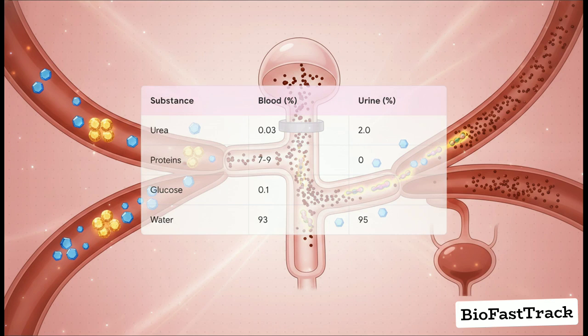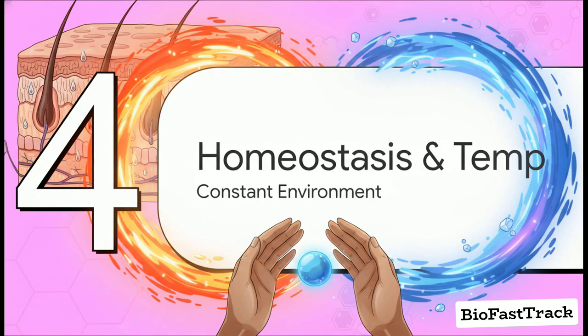Why is that? Well, because proteins are way too large to ever be filtered out in step 1, and glucose is 100% selectively reabsorbed in step 2. If you see proteins or glucose in urine on an exam question, you immediately know there's a major biological failure happening. Let's shift gears to Section 4, homeostasis and temperature control.